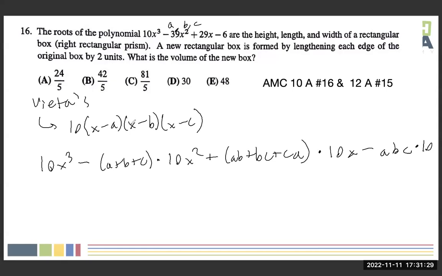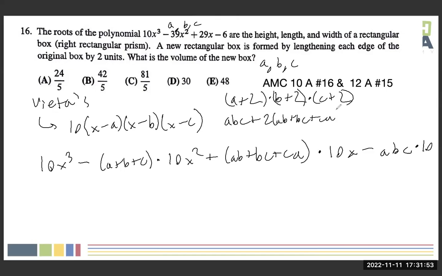And this is very helpful because if we have the height, length, and width of a rectangular box to be these roots, a, b, and c, and then we add 2 to each side length, a plus 2, b plus 2, c plus 2, and then we multiply these together, that's what finding the volume is. We get abc plus 2 times ab plus bc plus ca plus 4 times a plus b plus c plus 8.